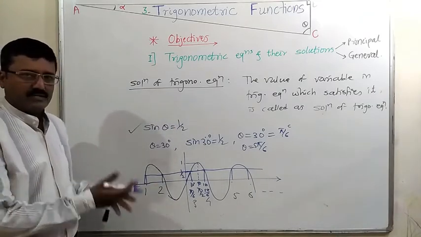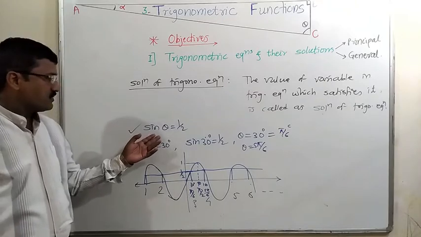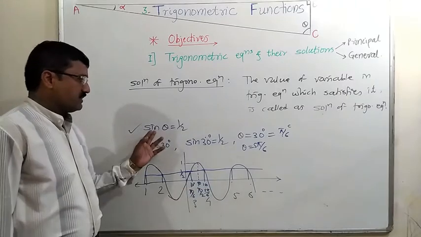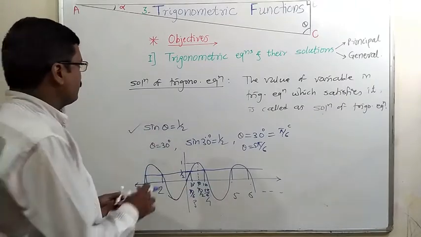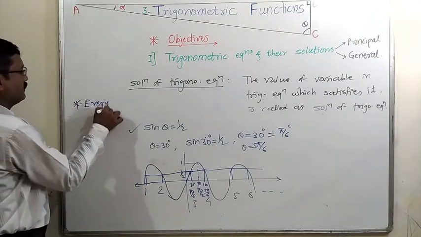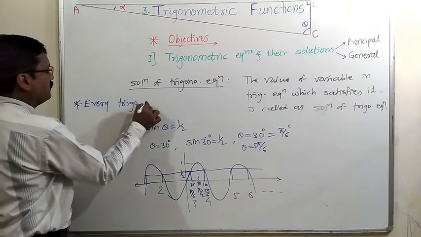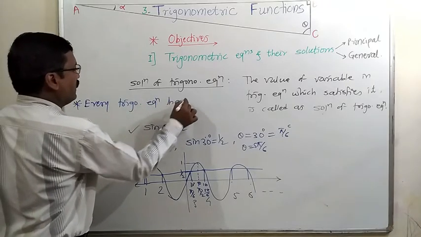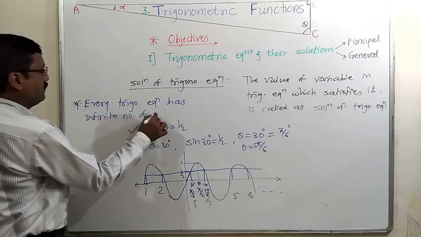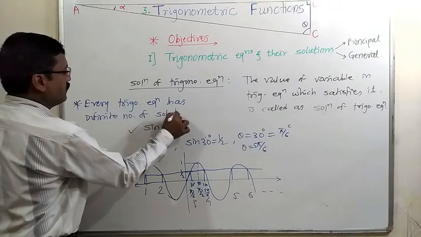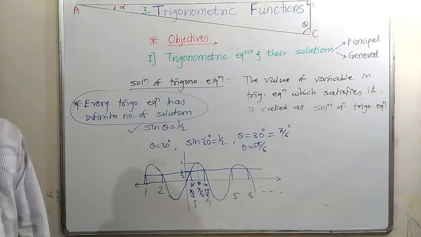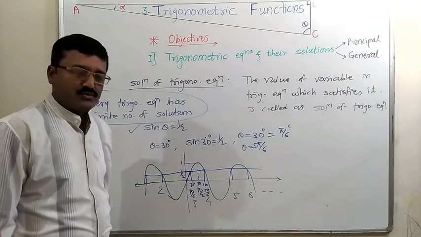In this way, if you take the example of the cosine trigonometric ratio, then also we get a similar number of solutions for that trigonometric equation. So can we conclude here that the solution of trigonometric equations means every trigonometric equation has infinite number of solutions? Okay, this is very important to remember that every trigonometric equation has infinite number of solutions.